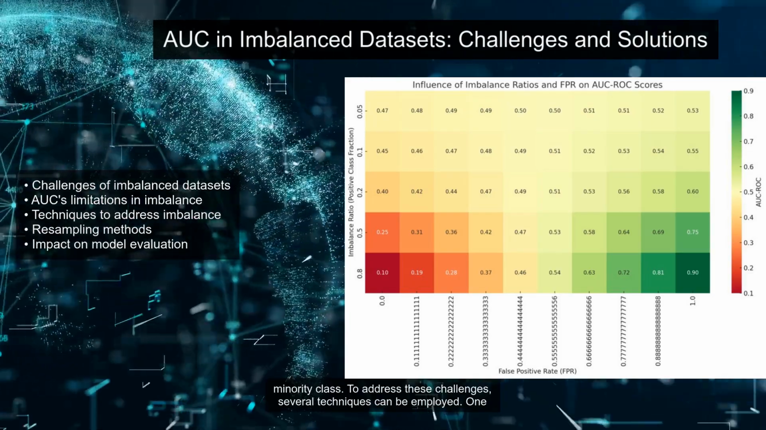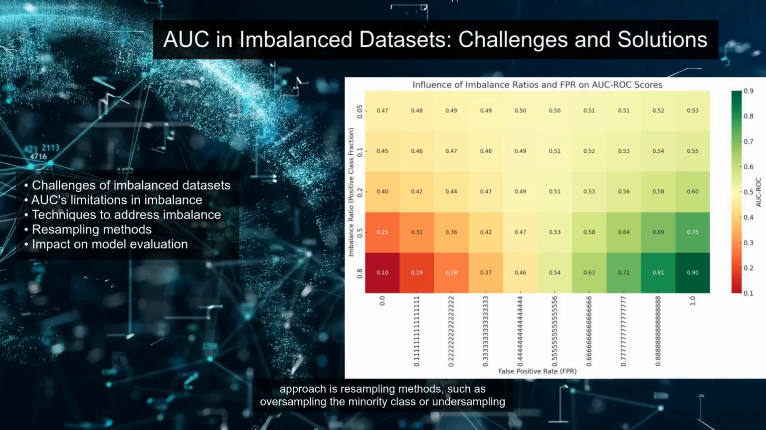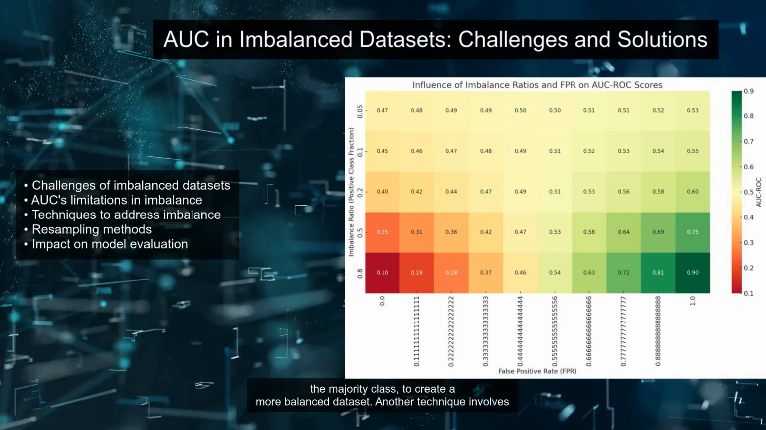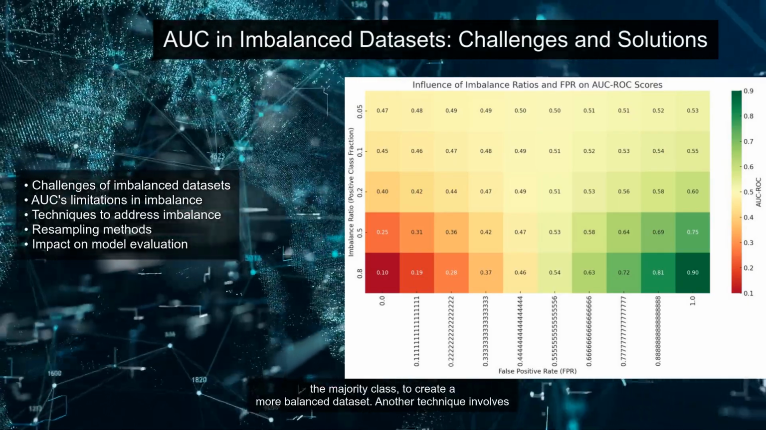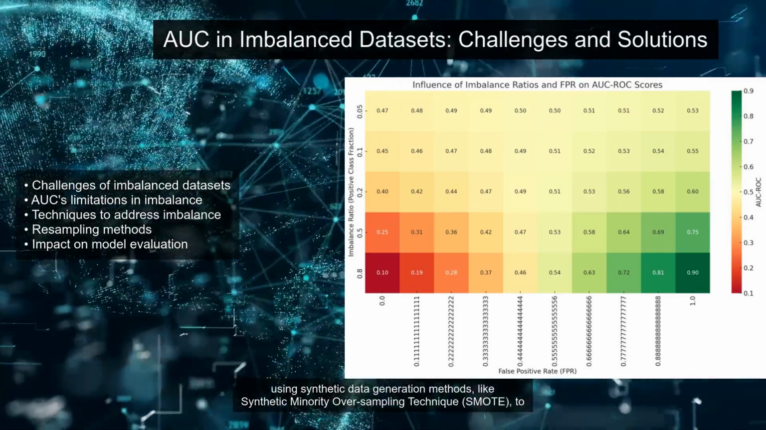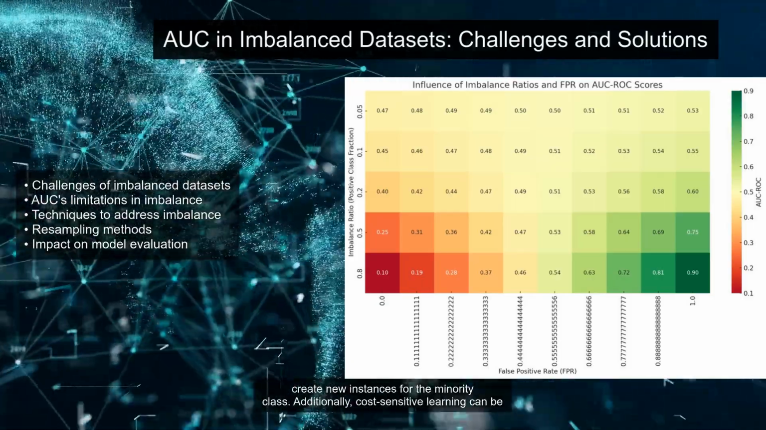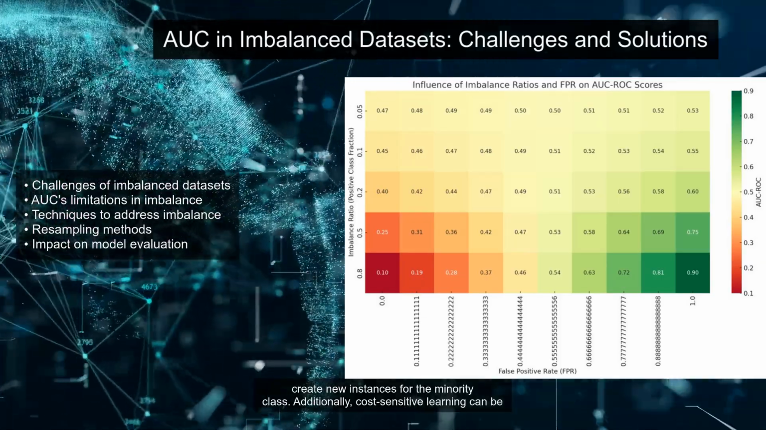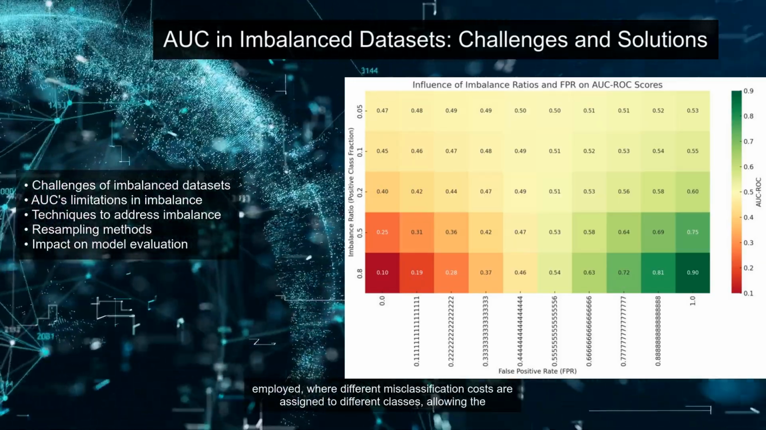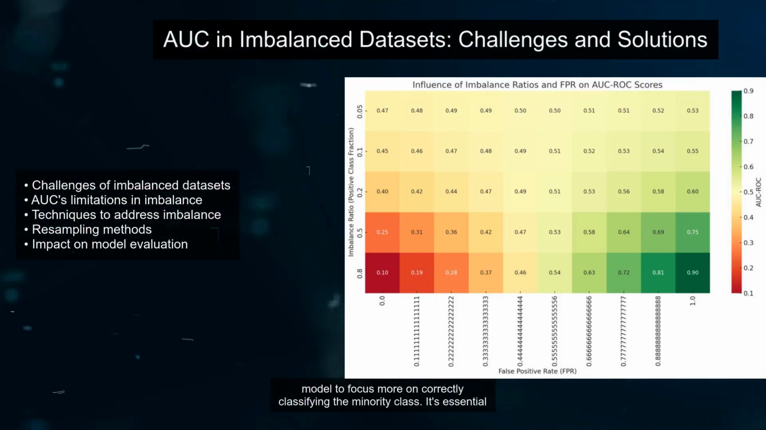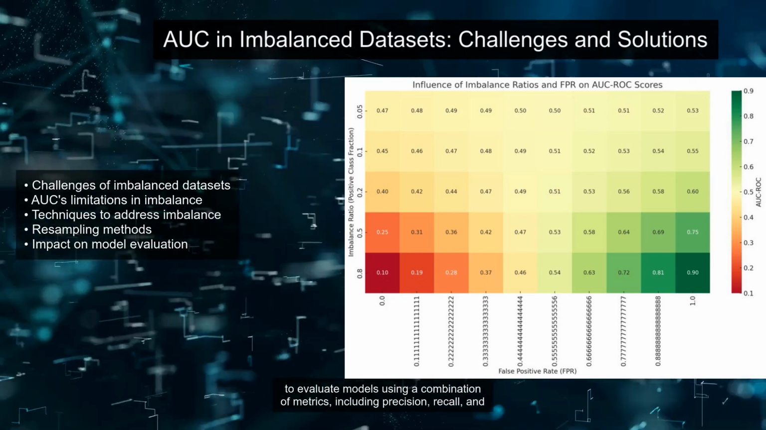To address these challenges, several techniques can be employed. One approach is resampling methods, such as oversampling the minority class or undersampling the majority class, to create a more balanced dataset. Another technique involves using synthetic data generation methods, like synthetic minority oversampling technique, SMOTE, to create new instances for the minority class. Additionally, cost-sensitive learning can be employed, where different misclassification costs are assigned to different classes, allowing the model to focus more on correctly classifying the minority class.